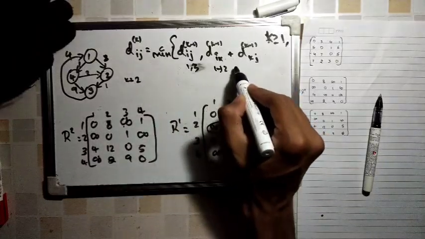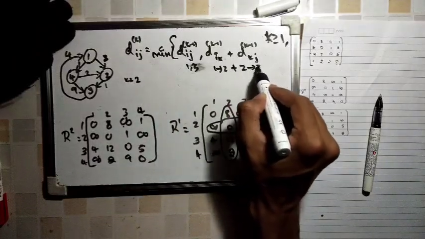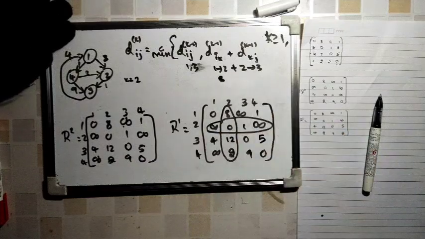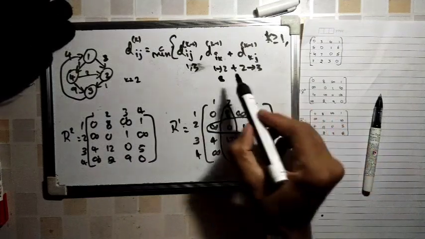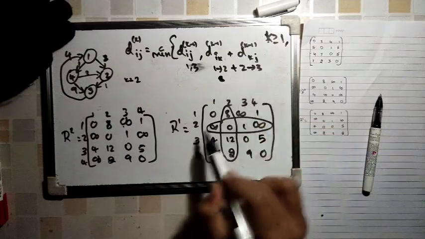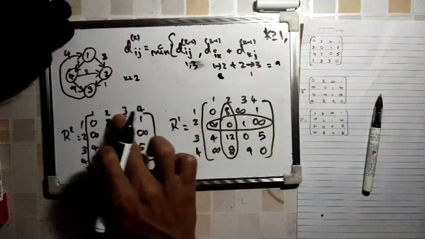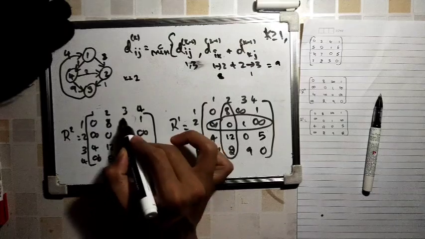1 to 2 plus 2 to 3. What is 1 to 2? That is 8. 8 plus 2 to 3. So 2 to 3 is 1. So I got 9. So this thing I will change it to 9.